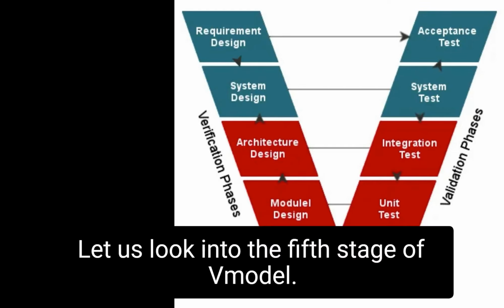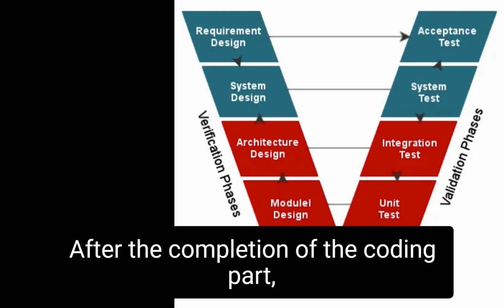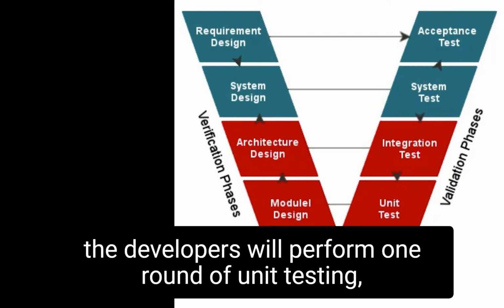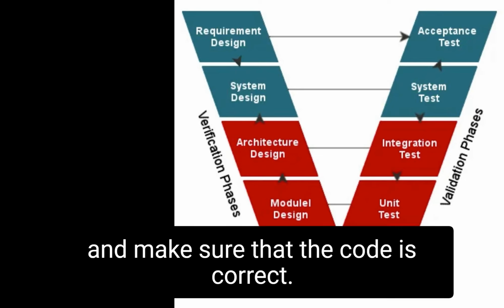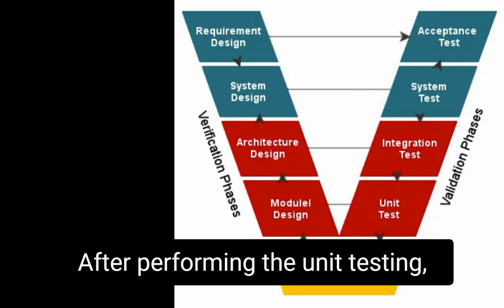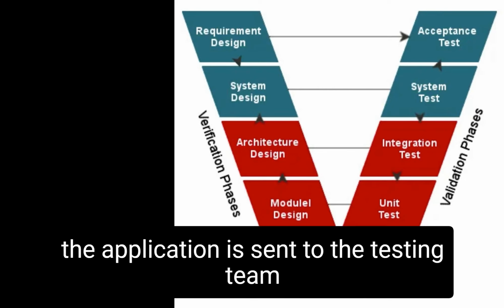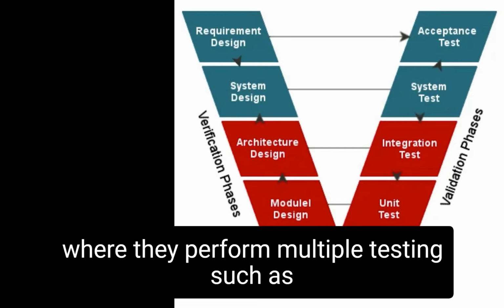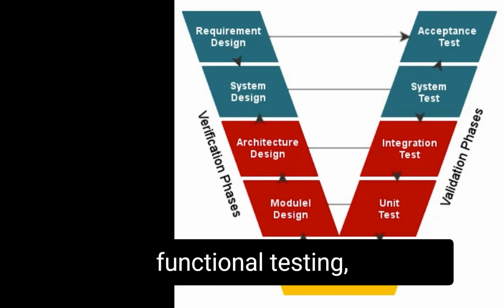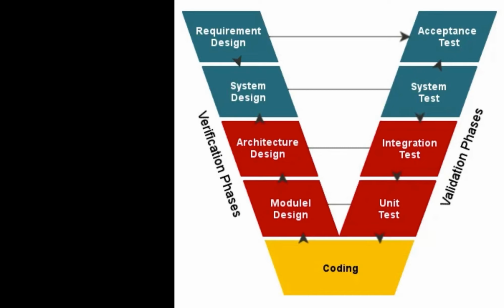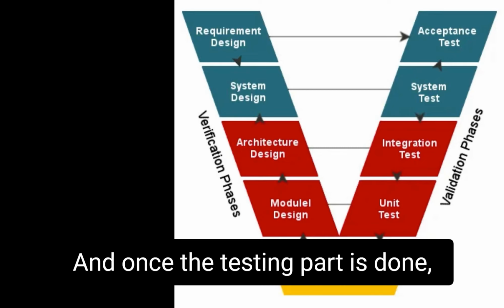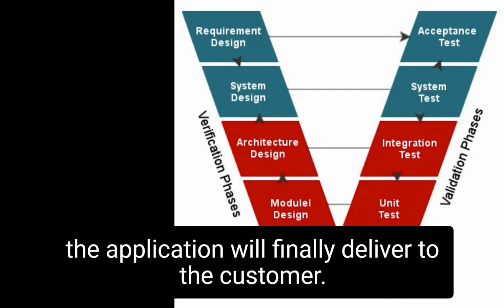Let us look into the fifth stage of the V model. After the completion of the coding part, the developers will perform one round of unit testing, which is also called white box testing, and check every line of the code and make sure that the code is correct. After performing the unit testing, the application is sent to the testing team, where they perform multiple testing such as functional testing, integration testing, system testing, and acceptance testing. And once the testing part is done, the application will finally be delivered to the customer.